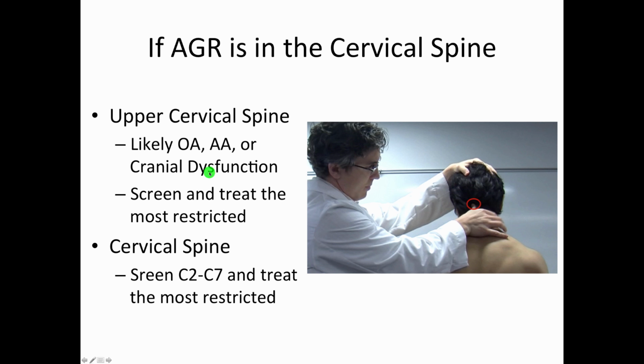So again, you would treat the most restricted area of the cervical spine, OA or AA, or if it's in the middle lower cervical spine, more likely C2 to C7, you would diagnose and treat the most restricted.